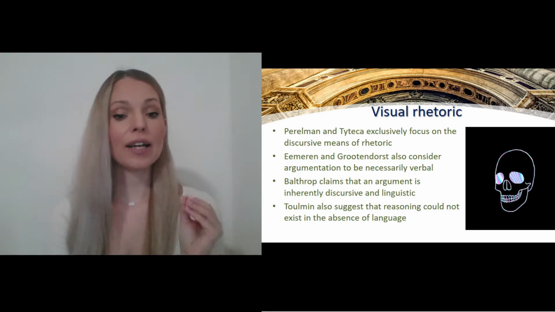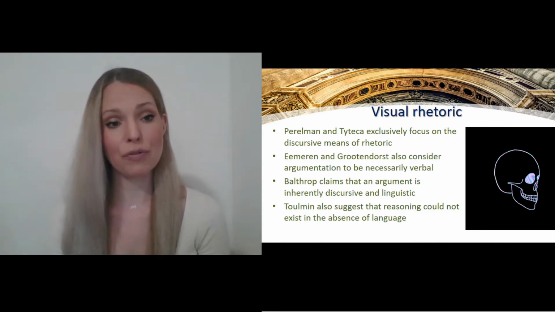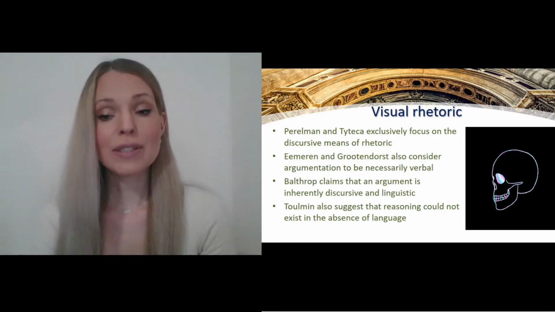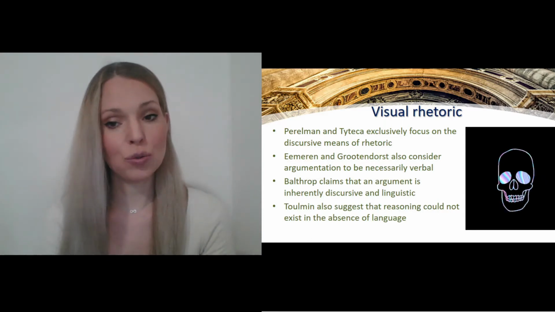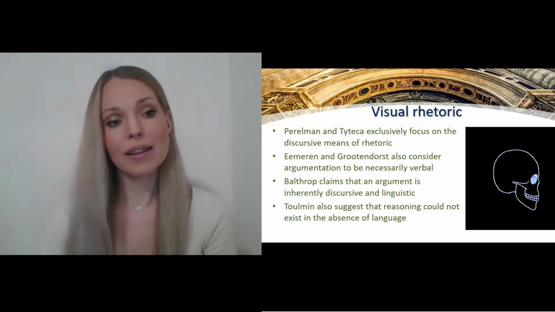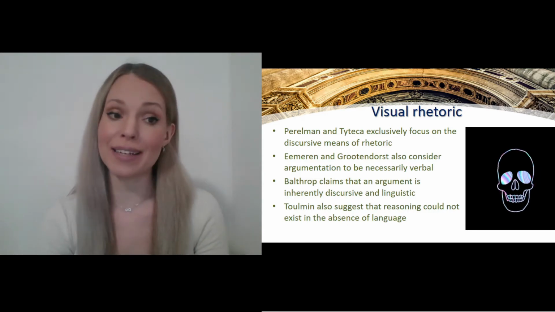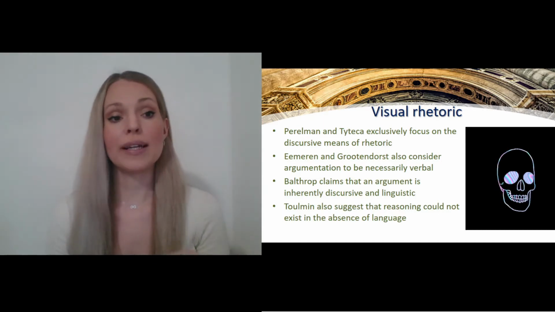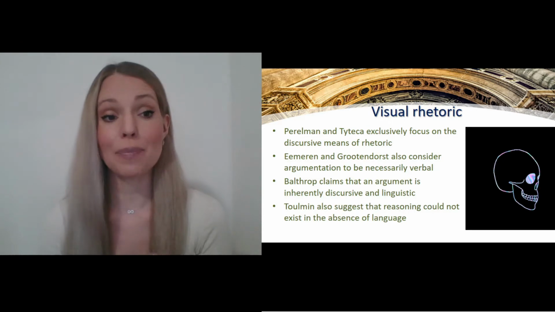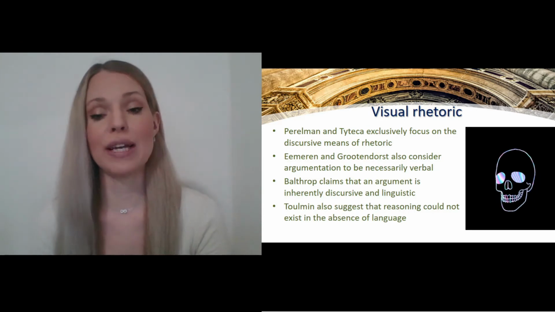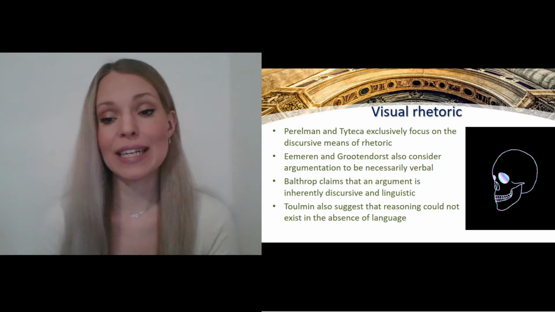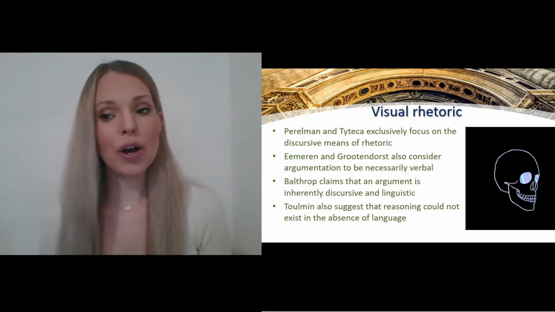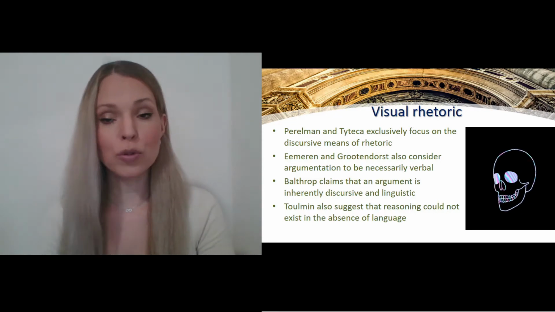They always said that, no matter what, rhetoric can only refer to verbality. Waltrip claims that an argument is inherently discursive and linguistic, so there is no possibility for visuality to state something or claim something, because an argument will always be some sort of a linguistic bit. And then Toulmin also suggested that reasoning could not exist in the absence of language. These were the people who opposed visual rhetoric.